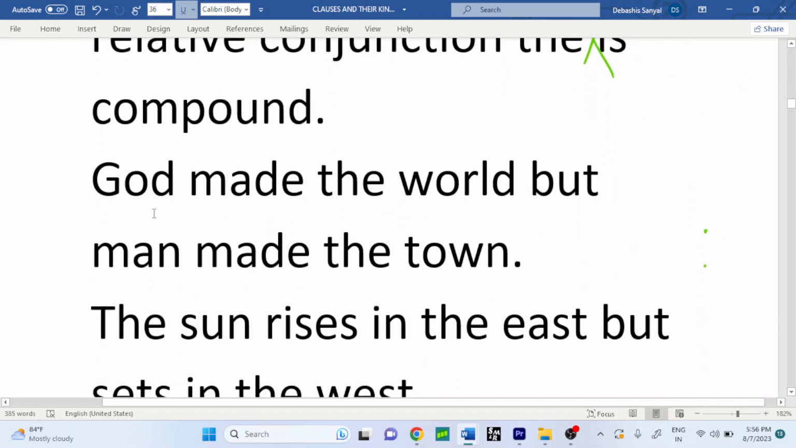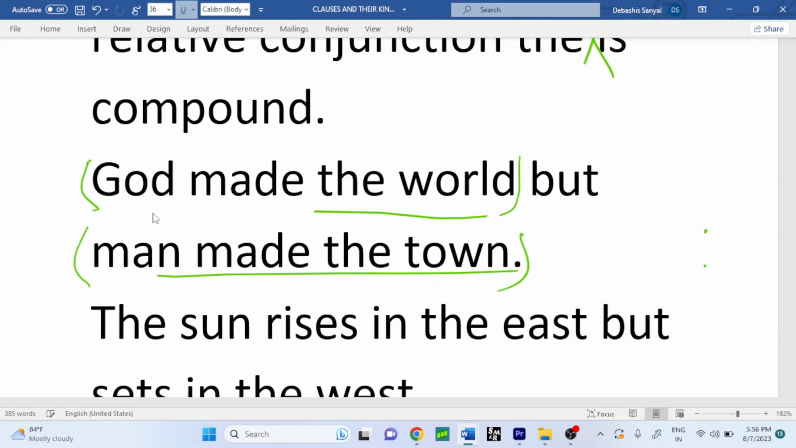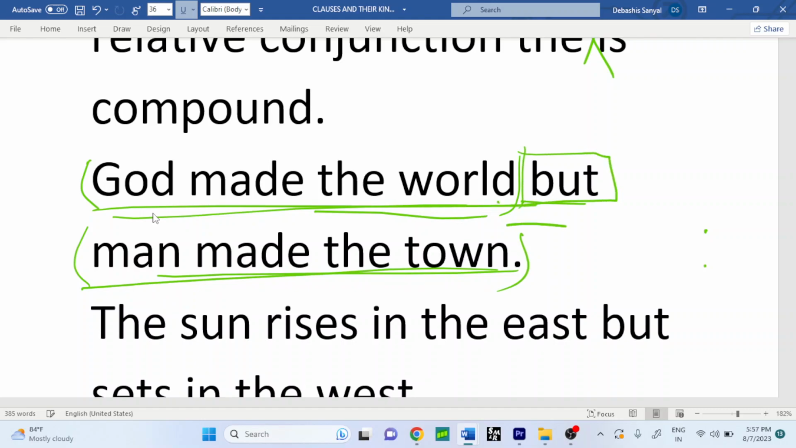Example: God made the world, but man made the town. Both portions are main clauses, but they are totally related to each other, so they are coordinating clauses.